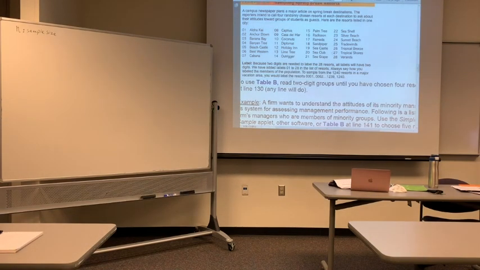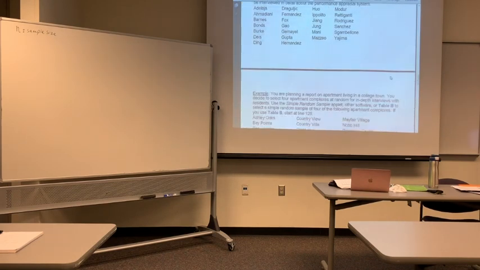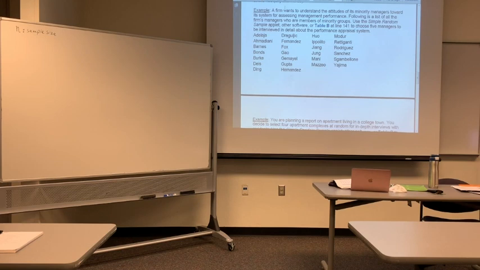So this one already gave you a label for each of them, right? So now let's see if you don't have a label. It says, a firm wants to understand the attitude of its minority managers toward its system for assessing management performance. Following is a list of all the firm's managers who are members of minority groups. And then use the simple random sample, table B.